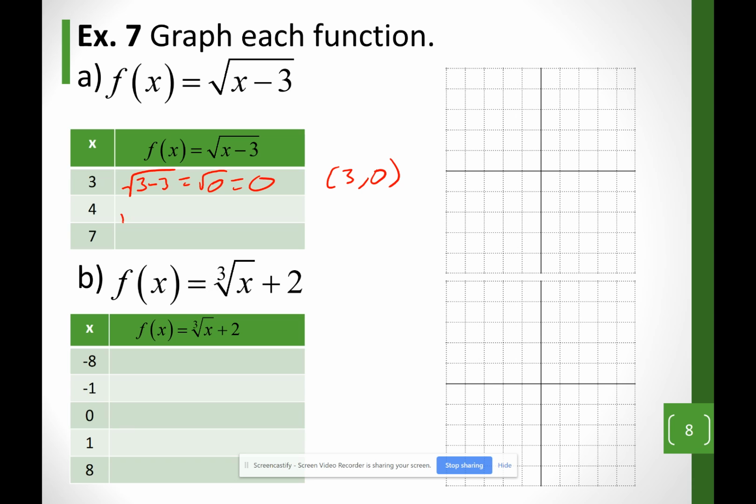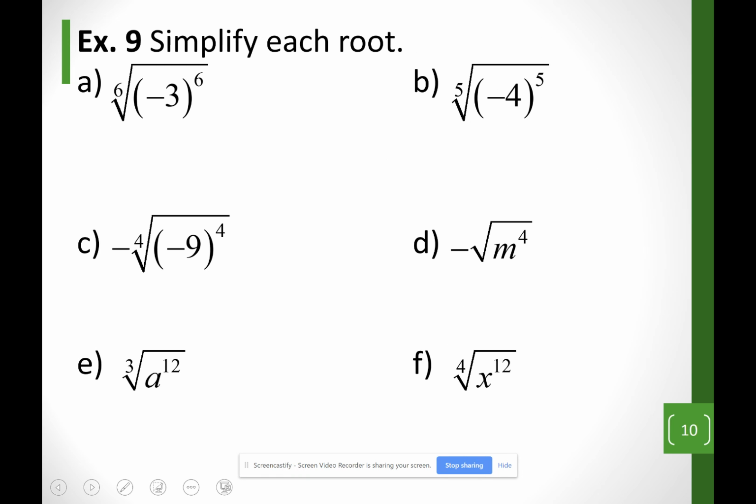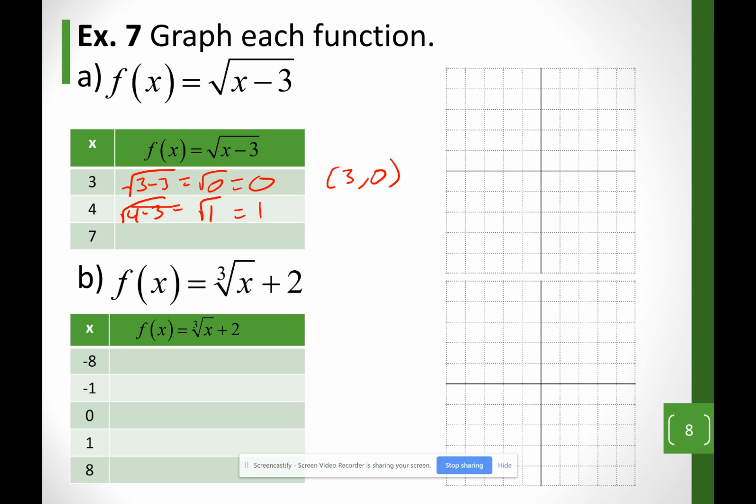Now, if x equals 4, I have 4 minus 3 inside the radical. So that gives me radical 1. The square root of 1 is 1. So that gives me the point 4, 1.